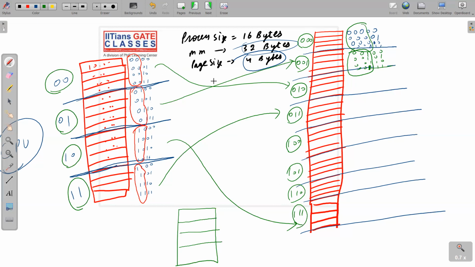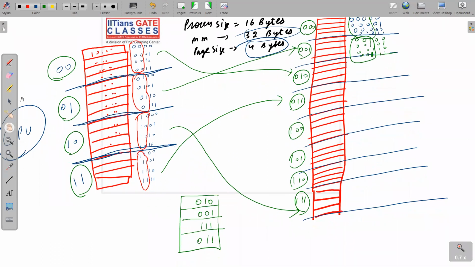So for example, first page goes here, so I will keep here 010. Second page goes here, 001. Third page goes to 111. And fourth page goes to 011. Okay, so these are the 4 entries in the page map table. This is your page map table.